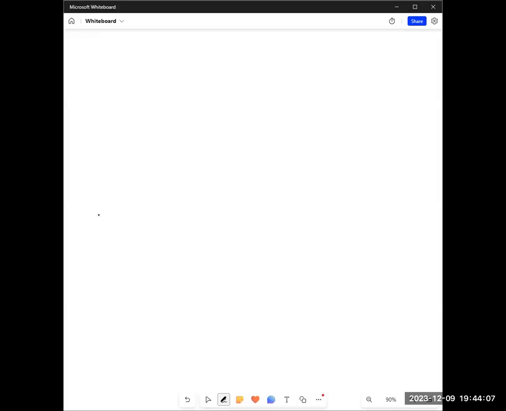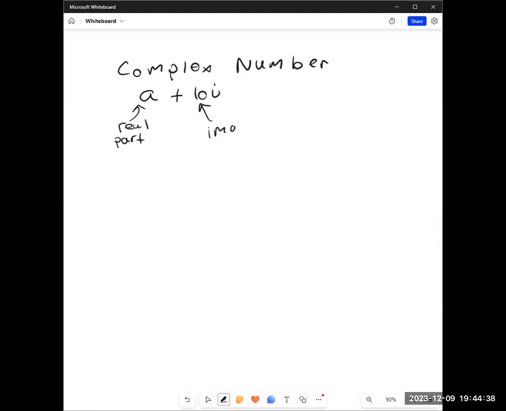But when we talk about a complex number, let's talk about what that is first, because that's the big idea of what we're going to be talking about in the next few videos. A complex number is a number that has two parts to it. I'm just going to say plus here because this is going to be the real part, and this is going to be the imaginary part.